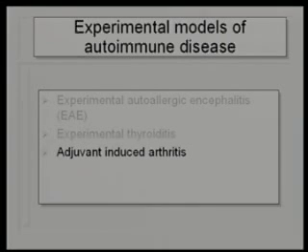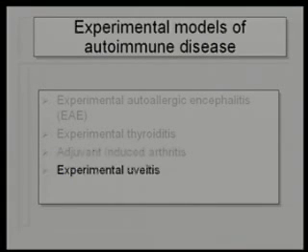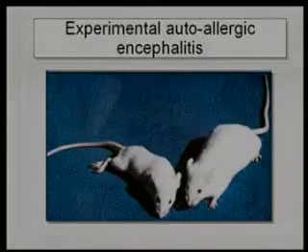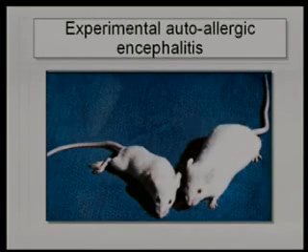Adjuvant-induced arthritis: you can inject adjuvants into the foot pad, and certain strains of mice and rats will come down with arthritis. Uveitis, our ex-chairman's field of research: certain antigens from the eye can be used in adjuvant and produce uveitis. There are others, and there are some natural models. Here is an example of encephalitis.